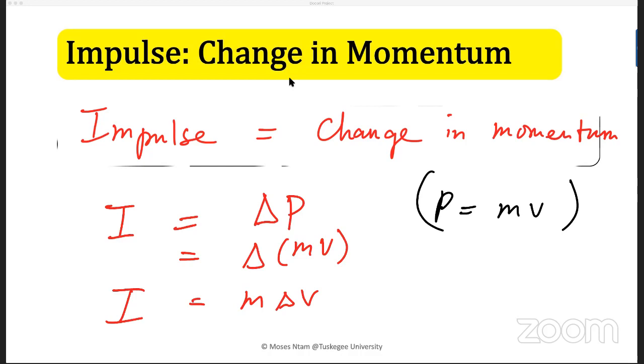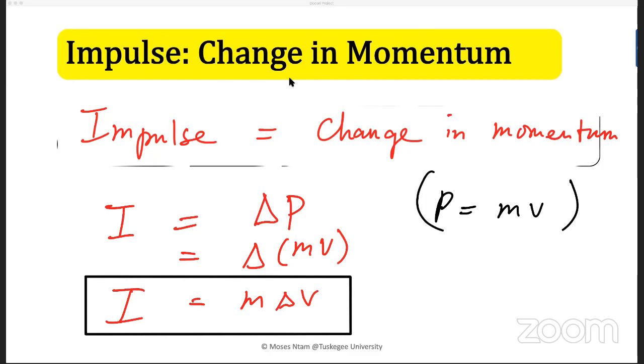So this is the impulse for an object M undergoing a change in velocity V. And here you could further write this as M into V final minus V initial. Change in V or change in any quantity is simply the final variable minus the initial variable.